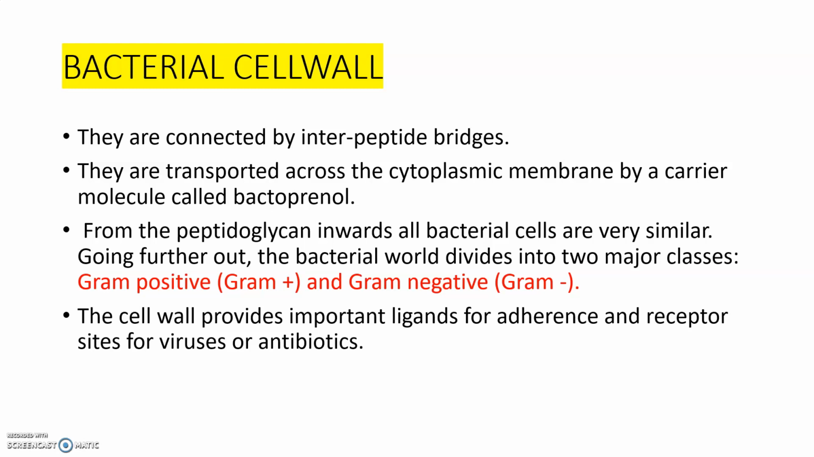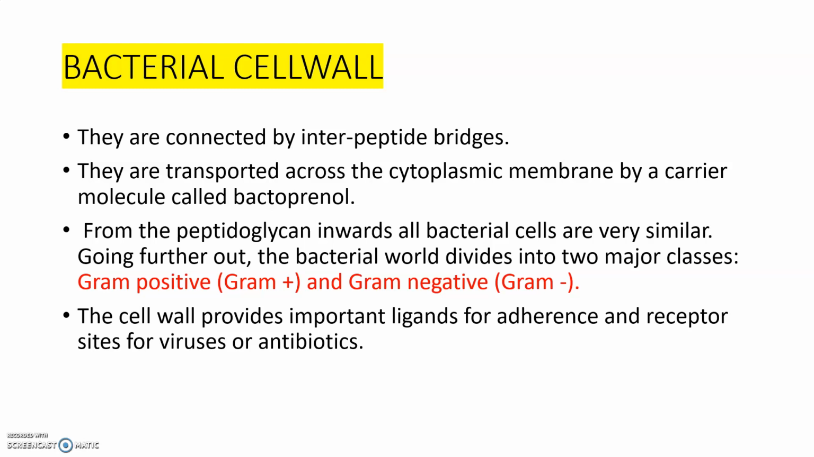From the peptidoglycan inwards, all the bacterial cells are very similar. Going further out, the bacterial world divides into two major classes. Apart from the peptidoglycan, most of the bacteria appear similar. This step is important: it is based on the peptidoglycan structure, which is either thick or thin. Based on this, we can divide the bacterial world into two major classes, that means gram positive and gram negative. So this gram positive and gram negative division is mainly based on the thickness of the peptidoglycan.